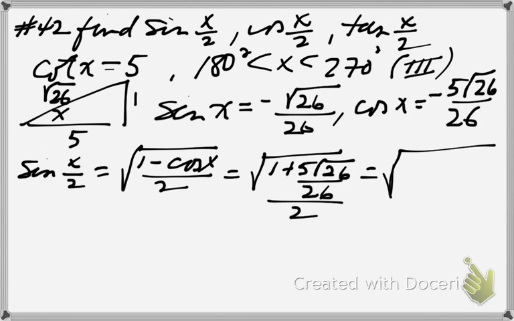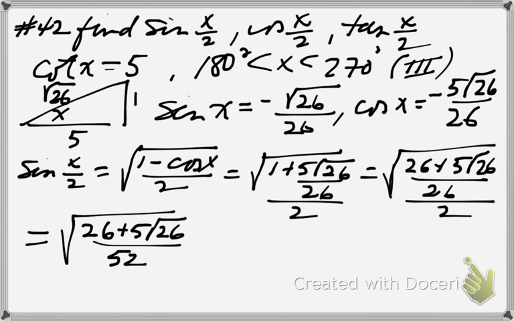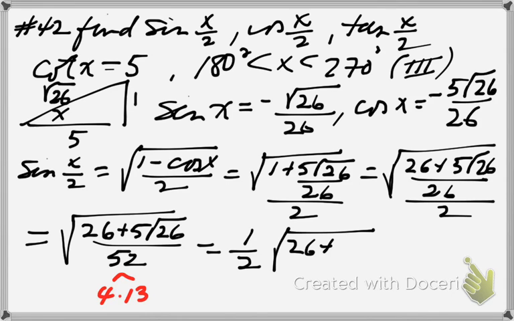Get a common denominator, and you'd have 26 plus 5 root 26, all of that over 26, that over 2. And if you want, you can multiply the numerator and the denominator by 2 to get rid of that complex fraction. So that's 52. We know that 4 goes into 52 13 times, so we can take the square root of 4. The square root of 4 is 2, so we can go ahead and root that out. So we have 1/2, and then we just leave behind the square root of 26 plus 5 radical 26, all of that over 13.